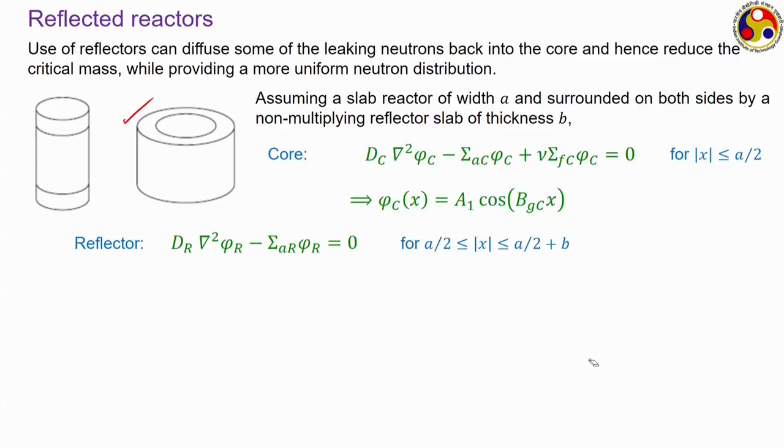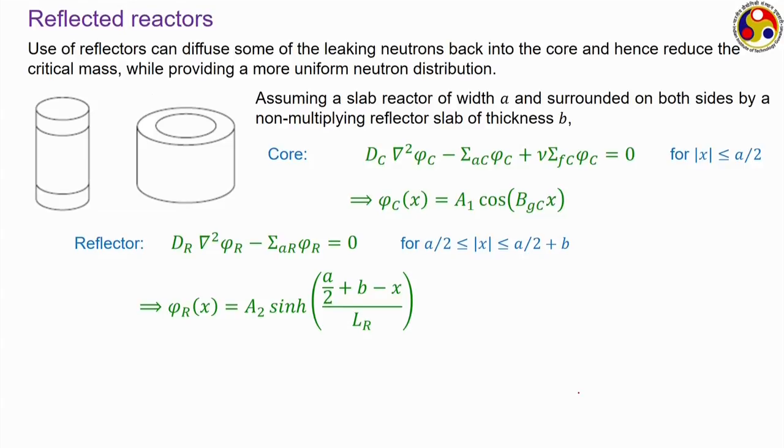Now, for the reflector, that is from A by 2 to A by 2 plus B, this is the corresponding conservation equation. Here, phi r is the neutron flux inside the reflector. There is no multiplication or fission going on, so we do not have a third term, but we definitely have the other two terms, that is the diffusion of neutrons inside the reflector and also the absorption of neutrons. Now, if we solve this one, we get this particular form of solution for phi r. Again, a boundary condition has been applied and one of the coefficients goes off, leaving only one coefficient.